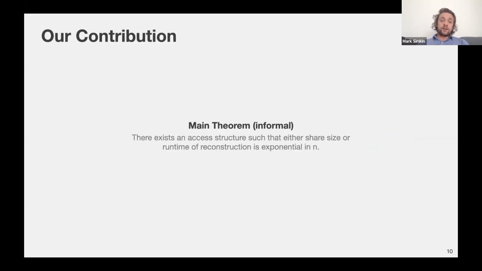So what do we show in this work? Well, we show a slightly weaker theorem statement. Here we cannot prove or disprove the conjecture. What we can show is that there exists some access structure such that either the share size has to be exponential in the number of shares, or the reconstruction function has to run in a time that is exponentially large in the number of shares. In terms of a practical consequence, this means that there exist some access structures for which we cannot have something that we can actually use in any practical setting.